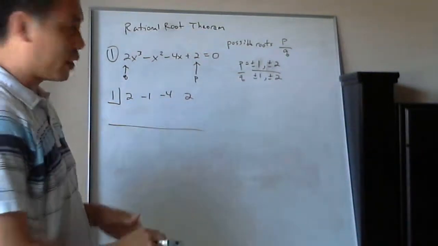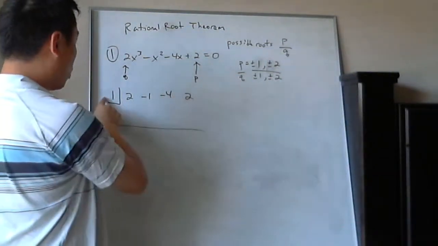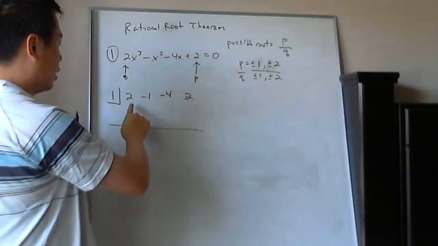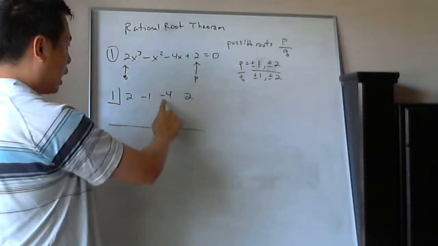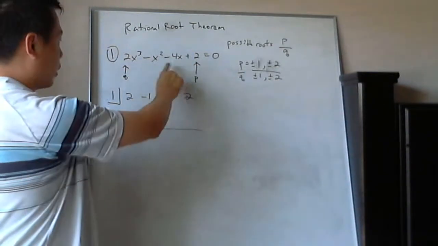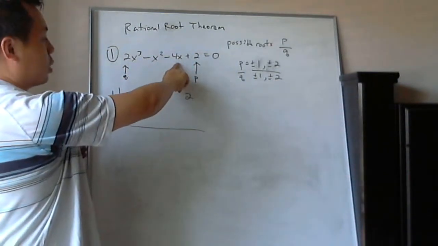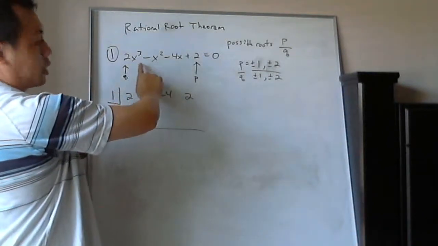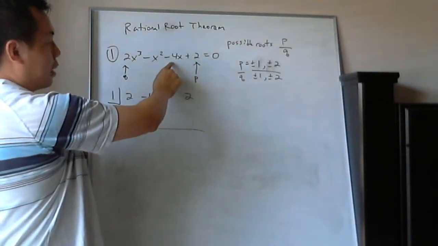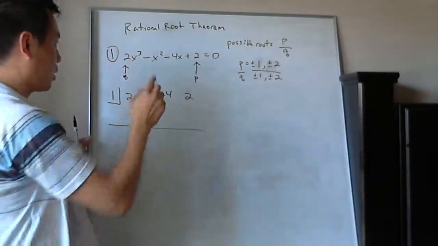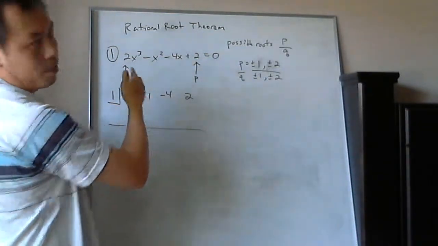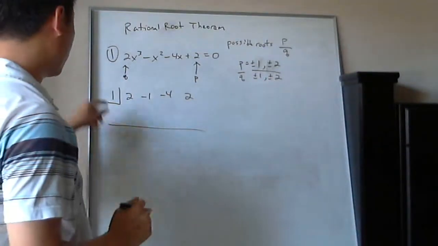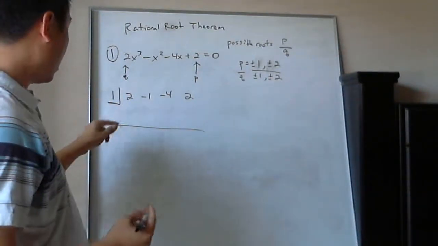So for synthetic division, I'm trying 1 to see if it is a root. I copy the coefficients down: 2, negative 1, negative 4, and 2. Remember, when there's something missing in between, say 2x cubed minus x squared plus 2, you have to put in a 0x if there is a 0x. Here there is negative 4x, so in this case there isn't a blank to fill.